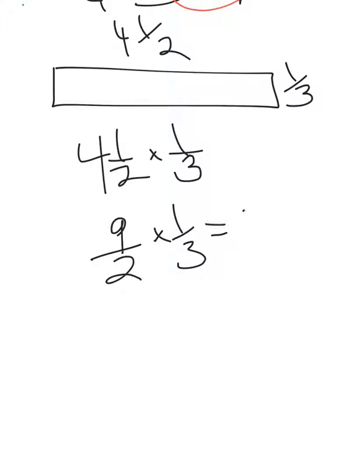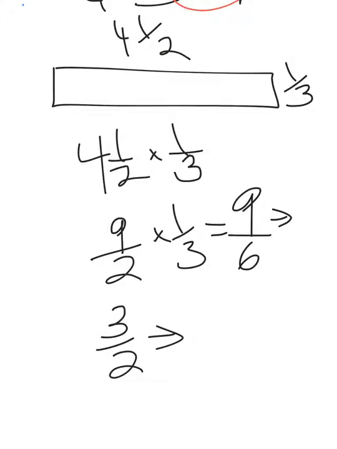Now you can go ahead and do your multiplication, and you would get 9 divided by 3, which is 9/6, which simplified would end up being 3/2, which would end up being 1.5. We know that 3 divided by 2 is 1.5. Now your answer would have to be in square units.